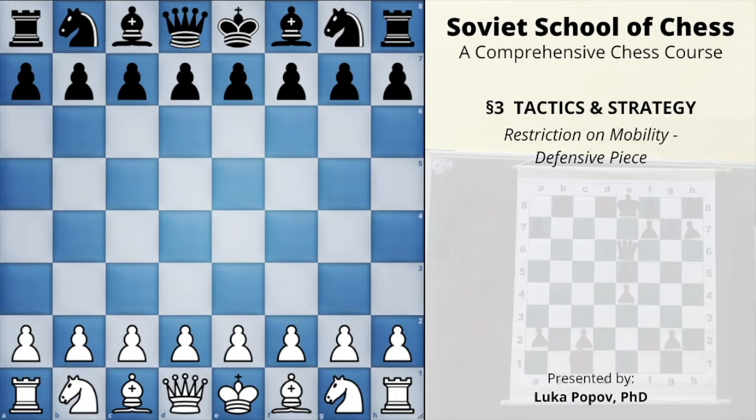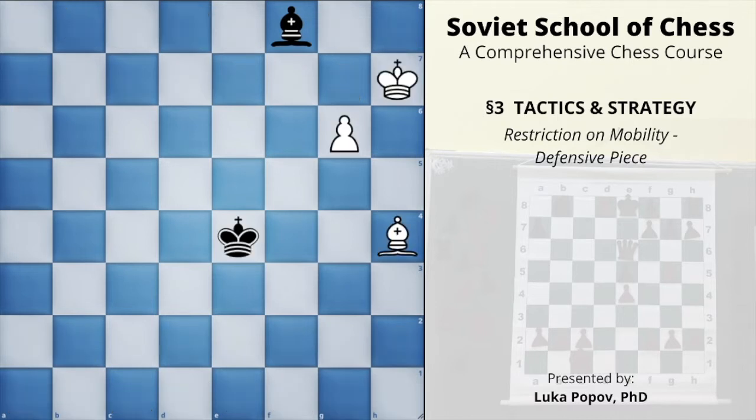So in other words, once a piece has the role of defending another piece, it restricts its mobility because it cannot move freely on the board, for it has to defend another piece. Let me show you a few examples and you'll see what this is all about. This is the first position.